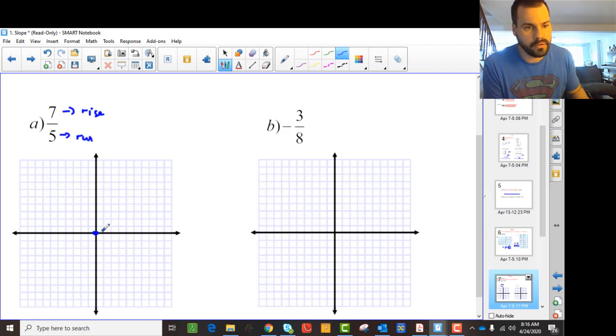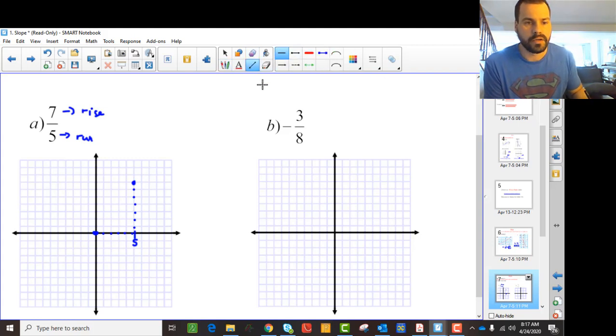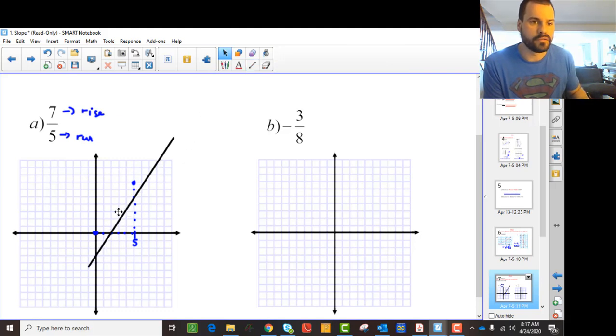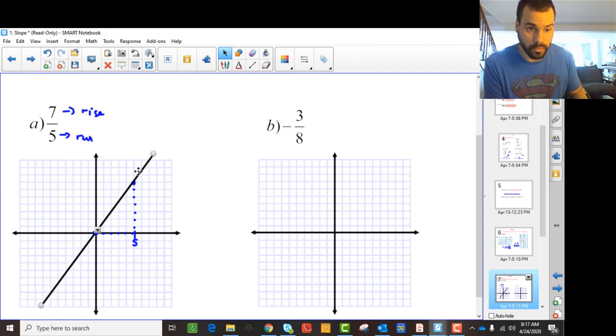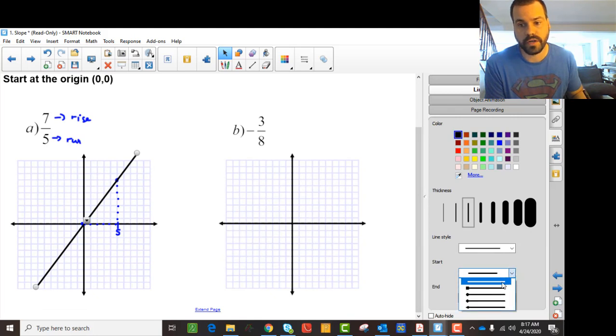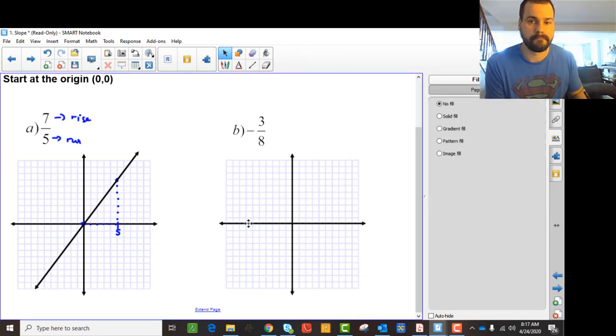So what I'm going to do, I'm going to run 1, 2, 3, 4, 5, okay? And then I'm going to rise 1, 2, 3, 4, 5, 6, 7. Okay, so those are the 2 points that I'm going to draw a line through. And I'm going to actually use the functionality of this to draw a line through those points because it's going to make it perfectly straight. But you can use a ruler to make it as straight as possible. And you should put, because this continues forever, okay, we should put on the start and end arrows. Okay, so that's what it's going to look like.